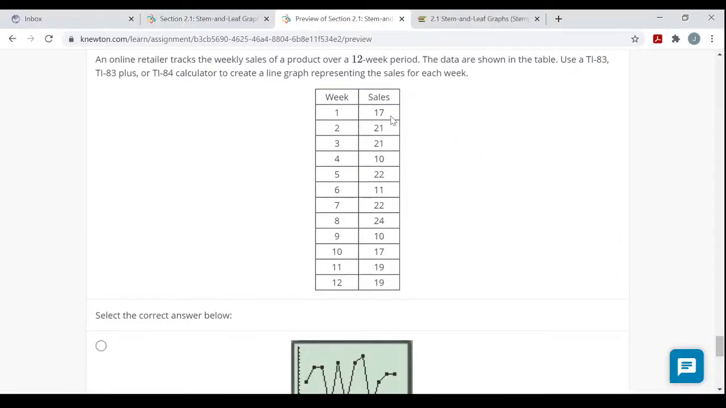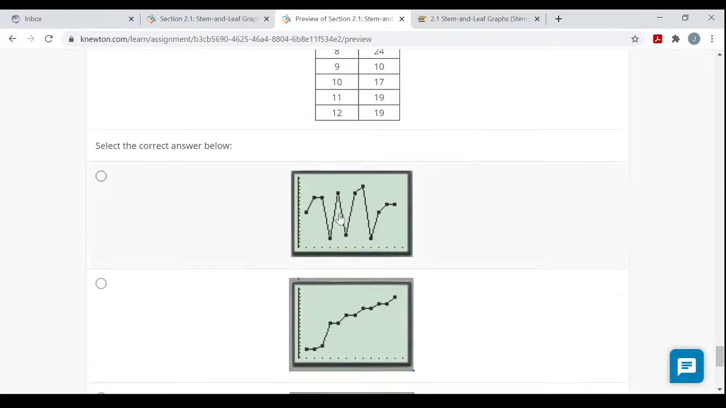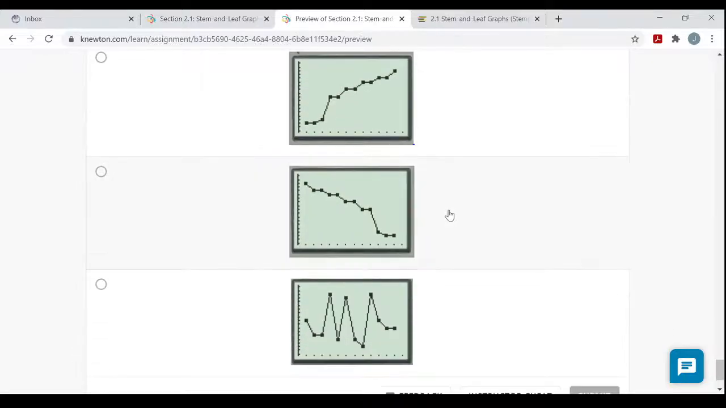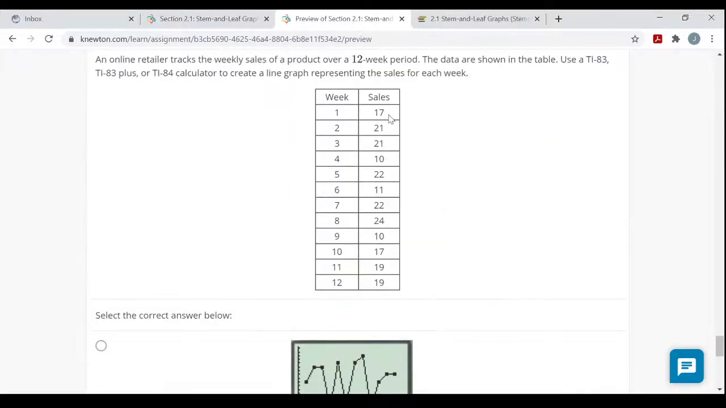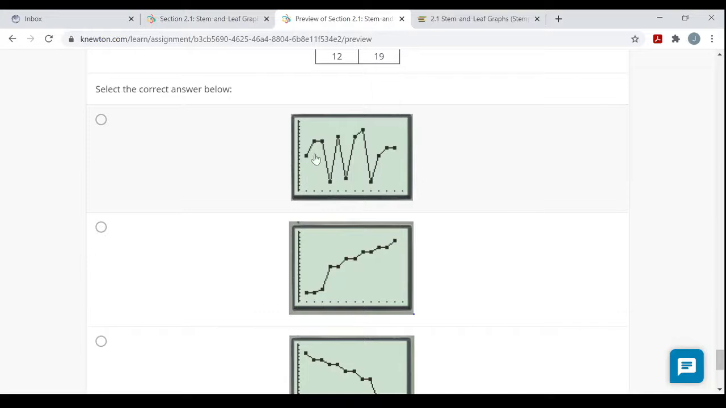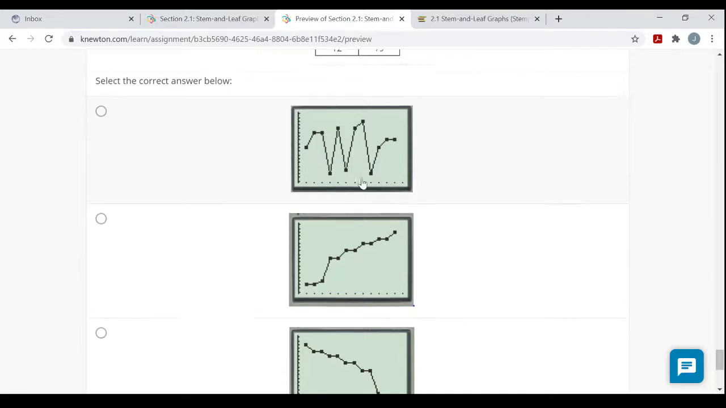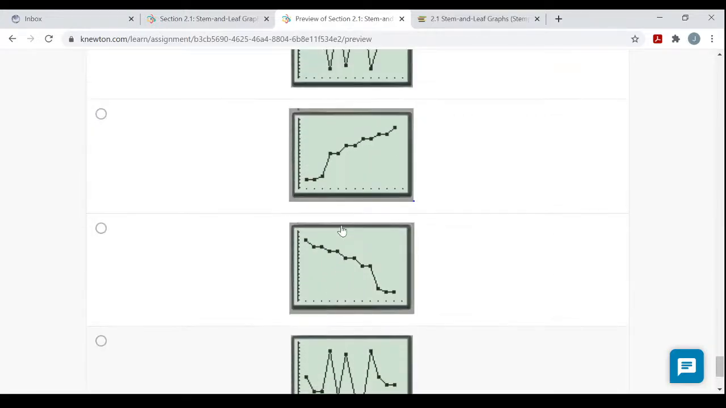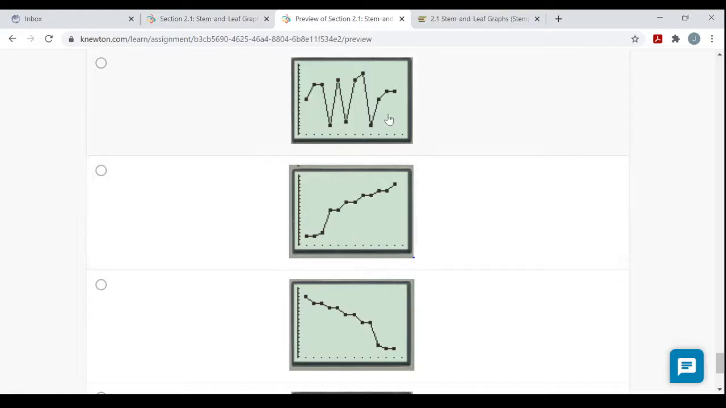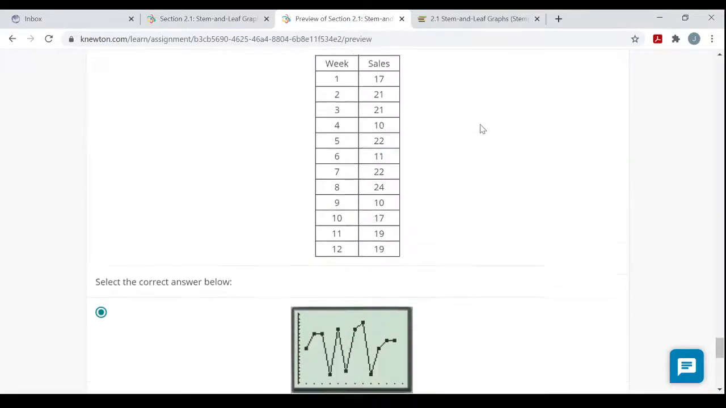Let's see. First one's 17 sales. Then the next two weeks, 2 and 3, both have 21 sales. So the next 2 dots should be on the same level, so kind of like this one, and a little higher as well. 17 to 21 is a little higher. So like 17, 21, 21 looks like that first graph, and that's the only one that makes any sense, right? So I select that first one.